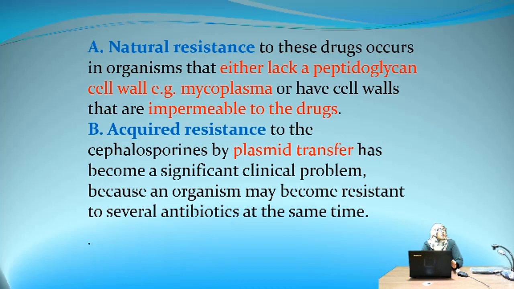Acquired resistance to the cephalosporins by plasmid transfer has become a significant clinical problem. Why does it cause a significant clinical problem? Because an organism may become resistant to several antibiotics at the same time.